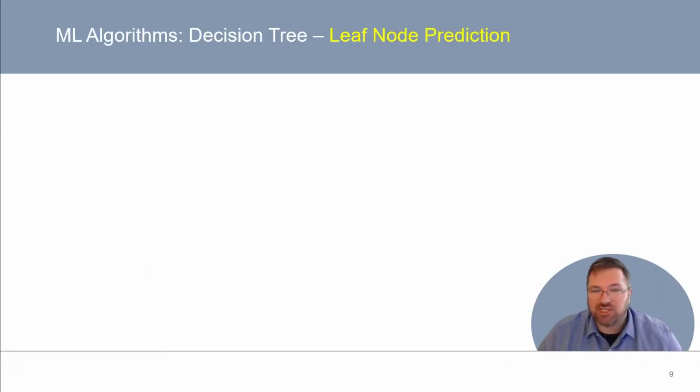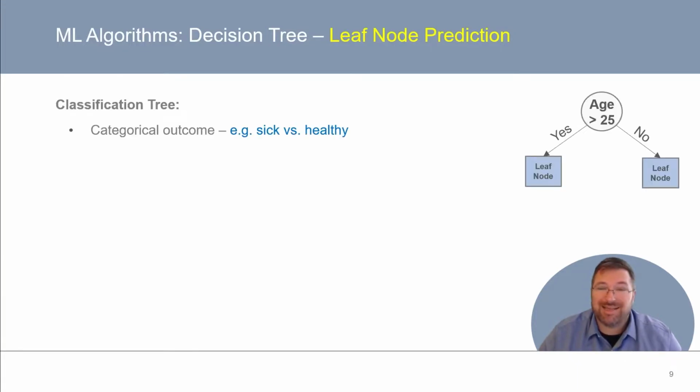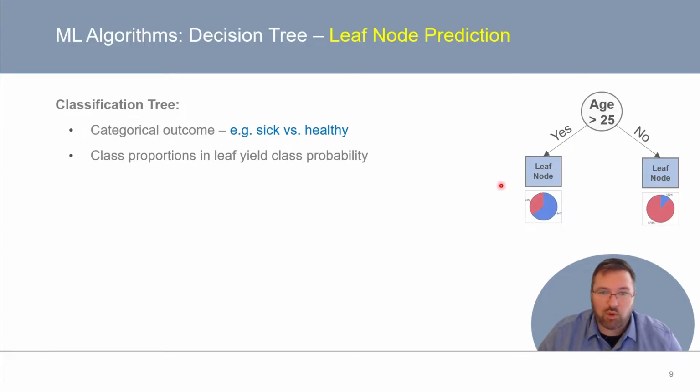Next, let's look at how predictions take place within leaf nodes, depending on whether we are doing classification or regression, referring to the outcome being either discrete or quantitative respectively. As a classification tree example, let's say that we have the categorical outcome of sick versus healthy. Once the tree is trained, we look at the proportion of instances in a given leaf node that have one class or the other. In other words, the proportion of positives or negatives. And this determines the probability that the outcome is either positive or negative. Later, when we apply our selected decision threshold, this determines if our outcome prediction is either positive or negative class.